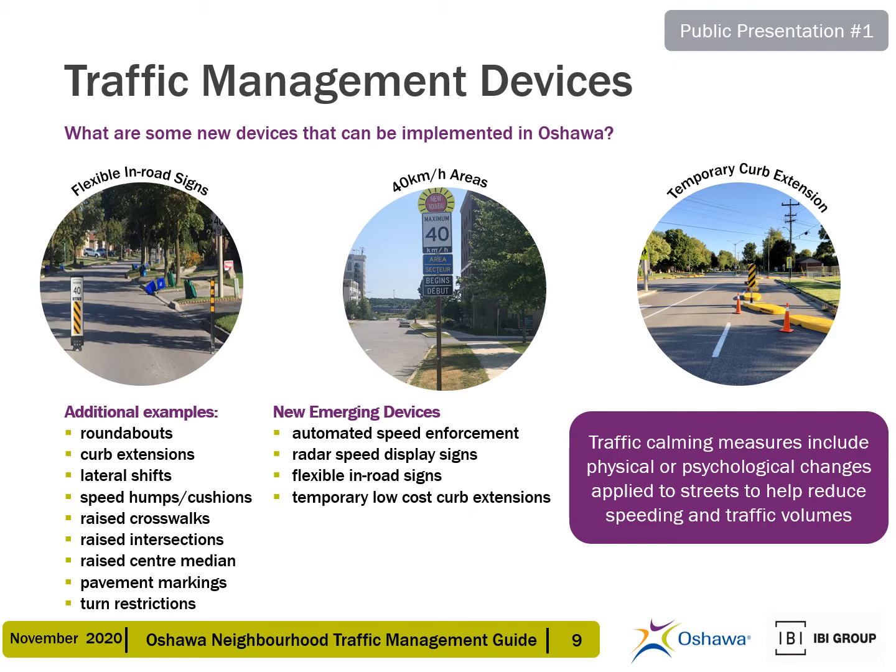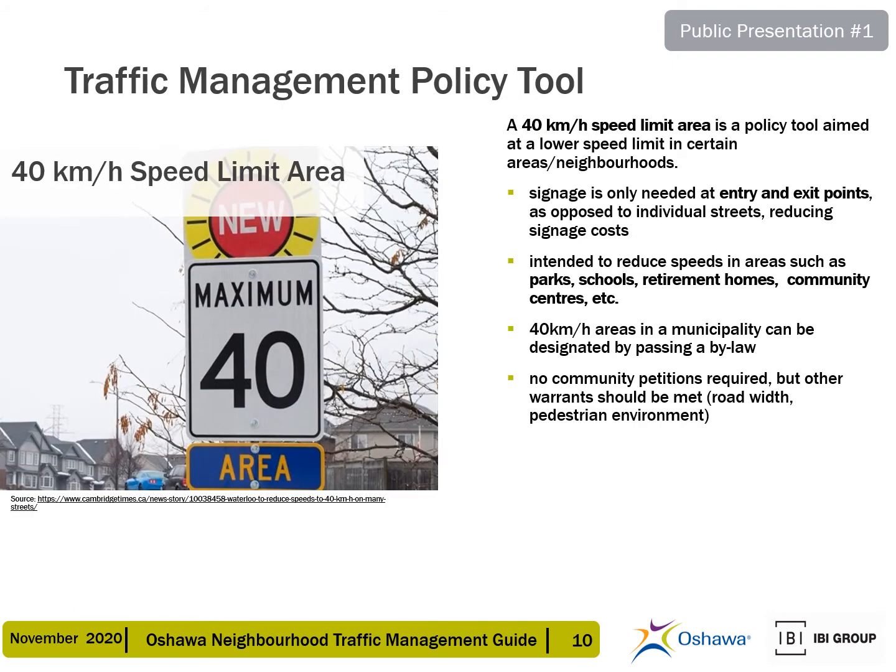signs, and many others. One traffic management policy tool that will be explored as part of this study is a 40 km/h speed limit area. This is a policy tool aimed at lowering speed limits in certain areas or neighborhoods. For this tool, signage would only be needed at entry and exit points rather than on every street. The tool will be intended to reduce speeds in areas around parks, schools, retirement homes, and community centers.